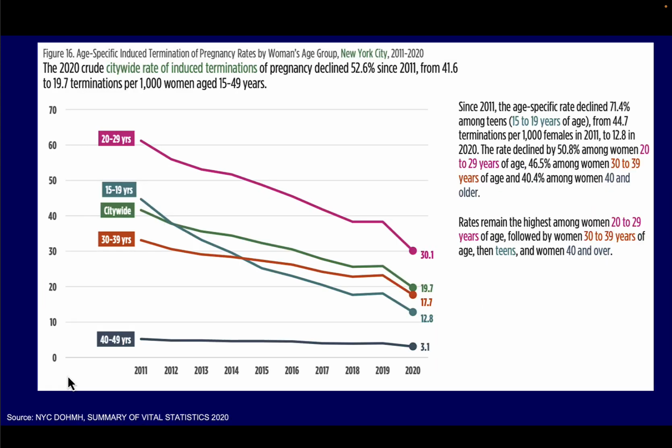This slide shows the trends in the rate of induced termination of pregnancy by age group, and you can see that some of the more rapid declines in induced termination of pregnancy occurred among teenagers. So that trend, compared with the earlier slide showing a substantial decline in the teen birth rates, suggests that there's more success at preventing teen pregnancies citywide.